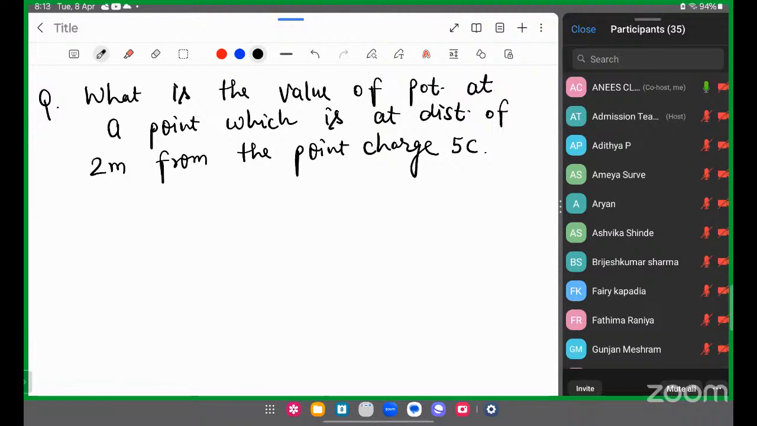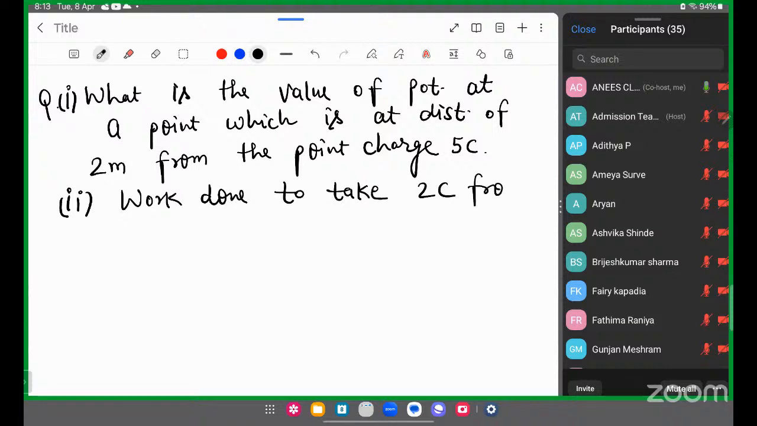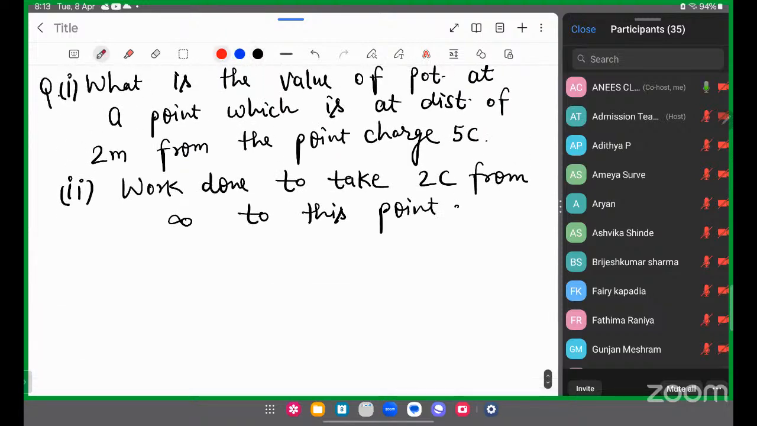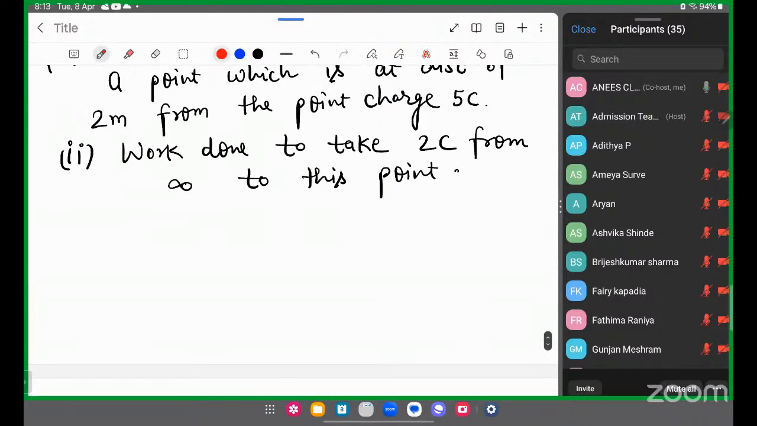Second part is, if I take another charge 2 coulomb from infinity to this point, what will be the work done to do so? So the second part of the same question will be, find the work done to take 2 coulomb charge from infinity to this point. From infinity to this point. Are you getting the question? Yes, sir.